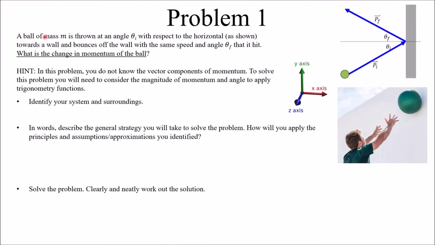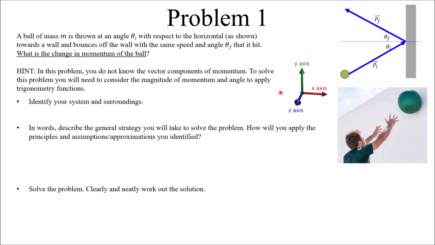This one says a ball of mass m is thrown at an angle theta i with respect to this horizontal, this dotted line, and it is going to bounce off the wall with the same speed and the same angle that it hit. And it's asking for what is the change in momentum or the impulse. And the hint here is that you do not know the vector components of momentum, and so to solve this problem you will need to consider the magnitude of momentum and angle to apply trigonometry functions.